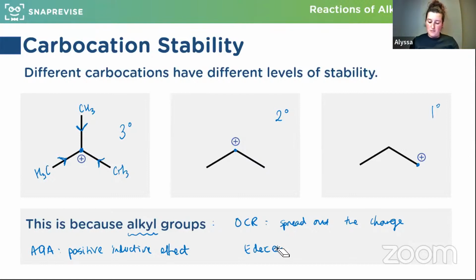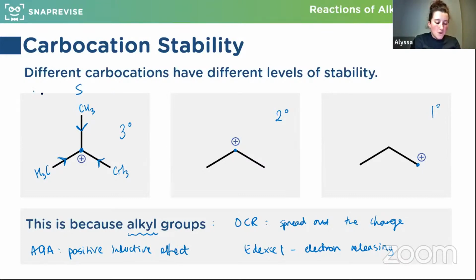Oh my gosh, I can't spell Edexcel. Let's try that one again. Edexcel. There we go. We talk about the groups being electron releasing. Now, to be honest, you can use most of these words in any exam board and you would still get most of the marks, unless you've said it wrong. Just look at the ones that they want you to use.